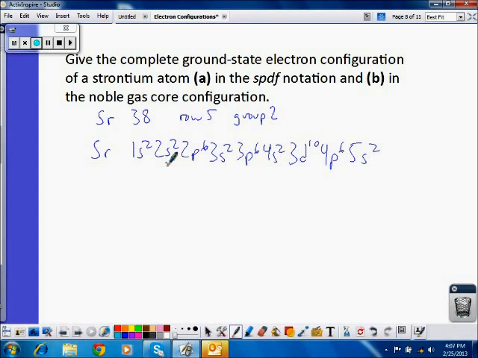Now again, to save some time, to write the noble gas configuration, I look: the highest principal energy level occupied is 5. So that means everything before 5 is going to be represented by the noble gas that is at the end of period 4. The noble gas at the end of period 4 is krypton. So I put that in square brackets. So this takes the place of all of that, and I write 5s2. And that is the noble gas configuration for strontium.